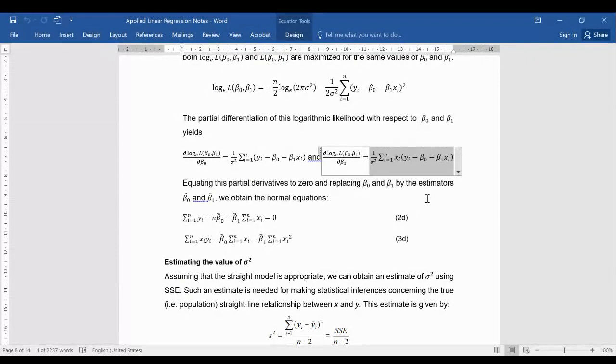From there, we equate the partial derivatives to 0, and we replace the parameters by the estimators. So that's what we did. If we equate this to 0, let me go to the whiteboard so that I can explain this part, even though it's there in the least square. But I feel like I have to highlight some of the things. So let me get the whiteboard.